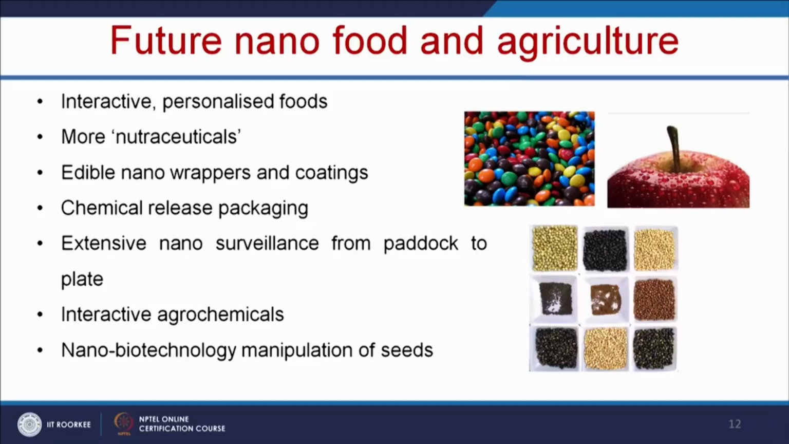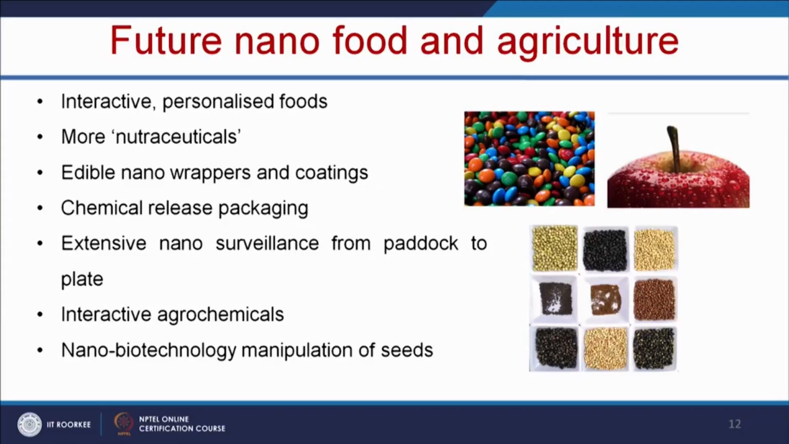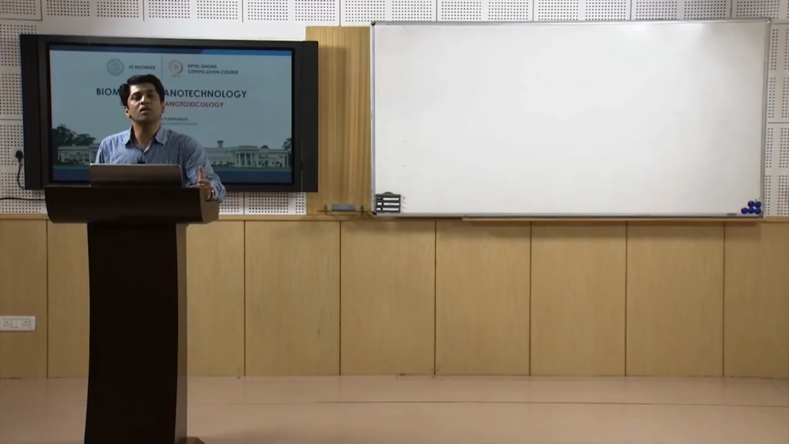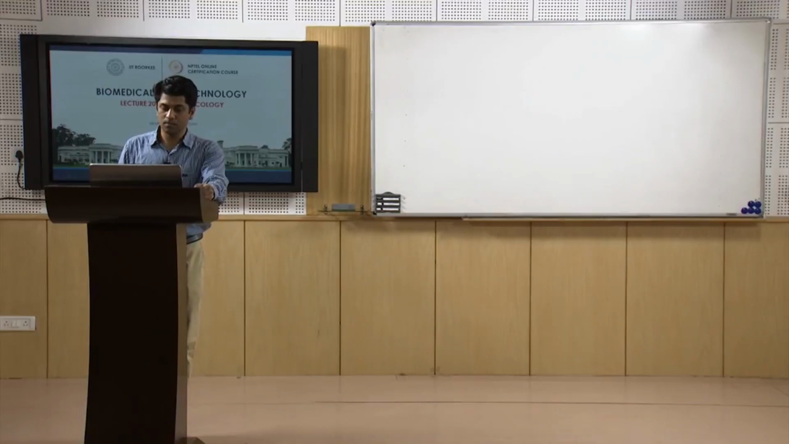These are some of the other future nano foods and agriculture applications, like edible nano wrappers and coatings. We can also use nanobiotechnology for manipulation of seeds, to increase growth and productivity. But again, what the drawbacks and long-term effects will be is still unknown.